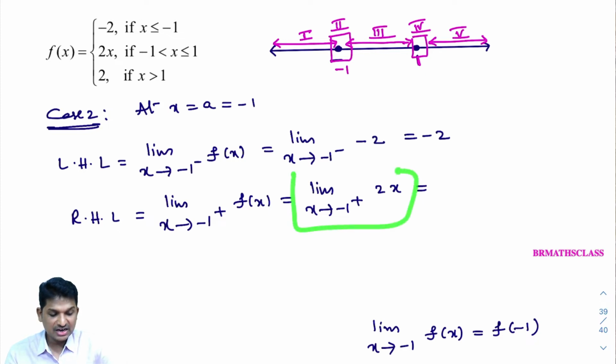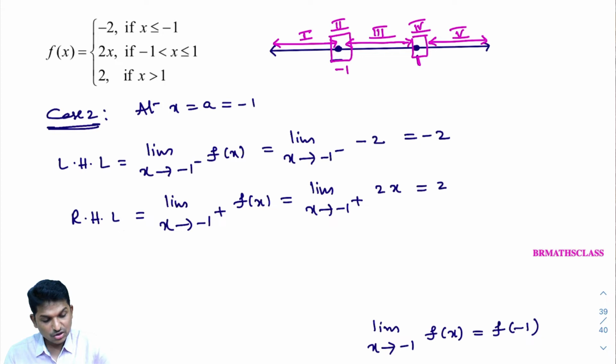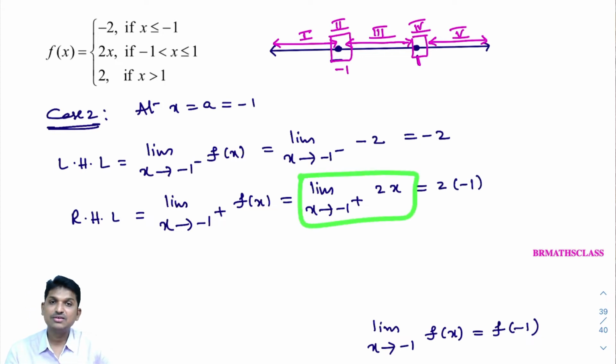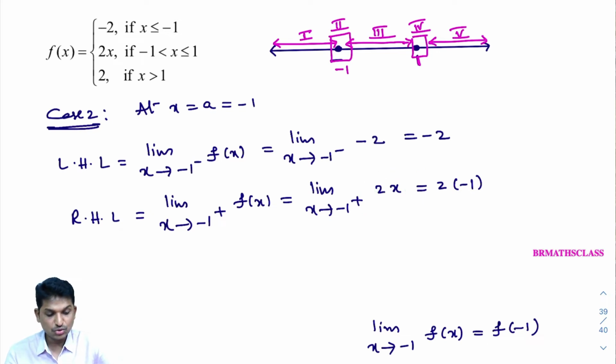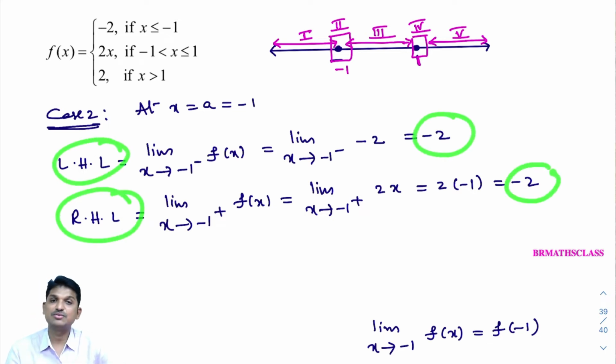How I need to calculate this? In the given function, wherever x is there you write -1. So what you will get, that is 2 into -1. To calculate limit of this, we'll try by direct method. What is direct method? In the given function, wherever x is there you write -1. 2 into -1 is -2. Okay. So what happened here? Left hand limit I calculated, I got -2. Right hand limit I calculated, it is -2.